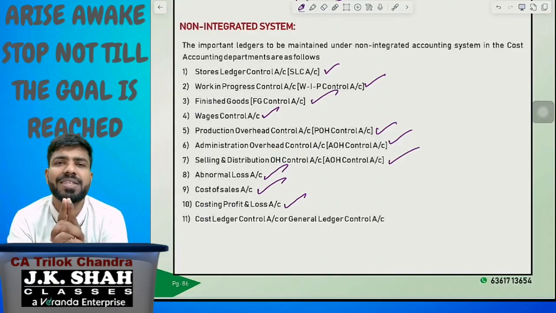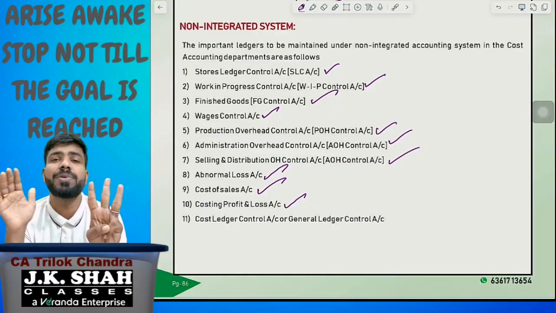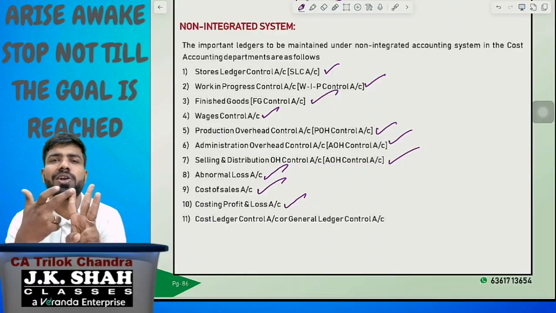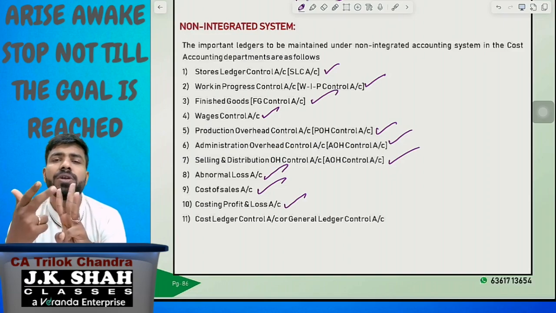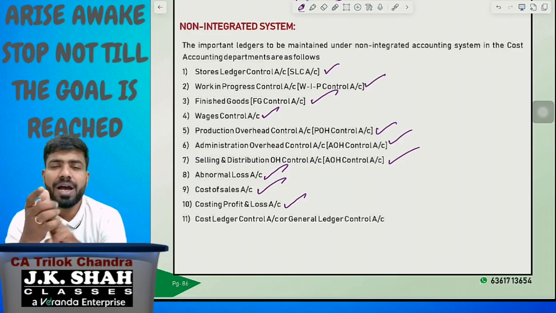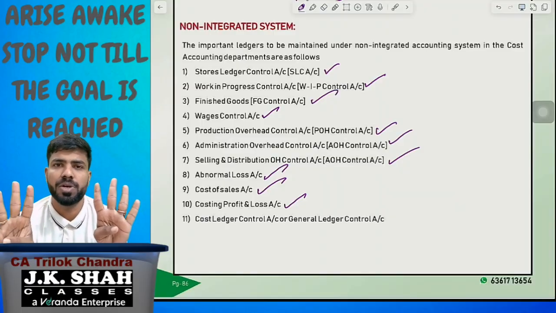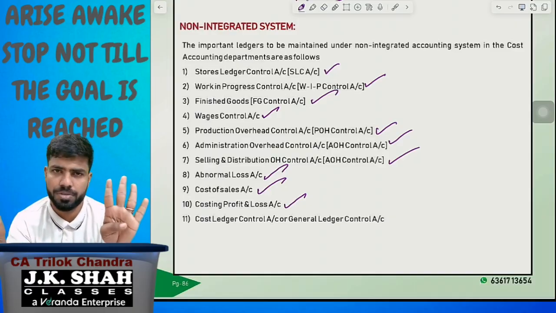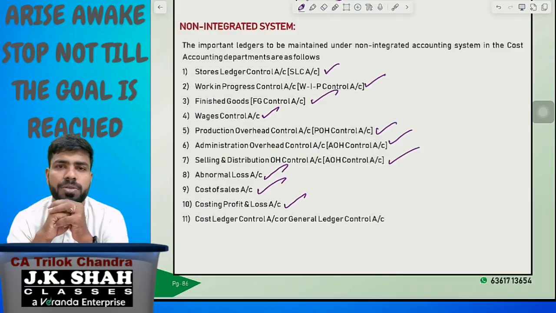See, all the 11 ledger accounts have their own purpose. First 3 ledger accounts state the different types of stocks: raw material, work in progress, finished goods, which is called the stores ledger control account, which replicates the raw material, work in progress control account, and then finished goods control account. And then wages control account, and then 3 different types of overheads: production overheads, administration overheads, selling and distribution overheads. It is very simple and easy to remember these 7 ledger accounts. After this, one more ledger account for the loss, abnormal loss account.